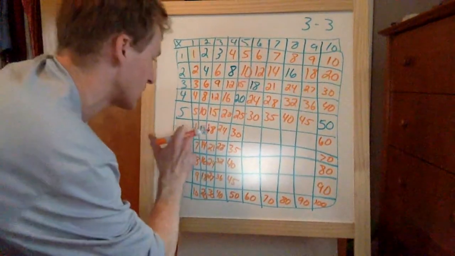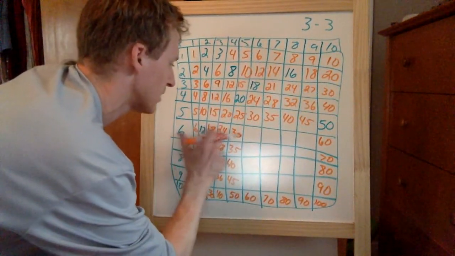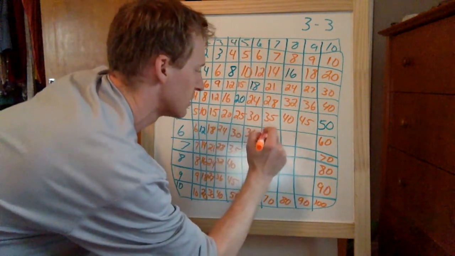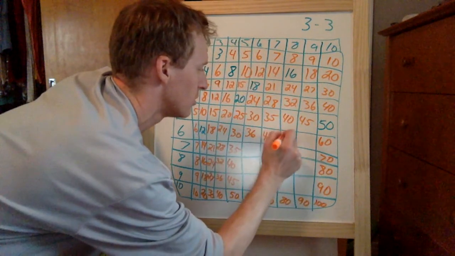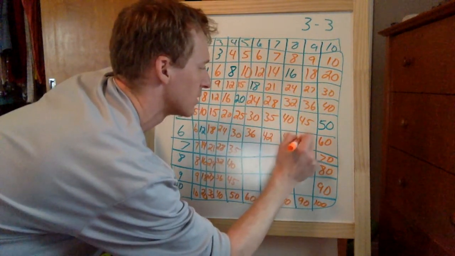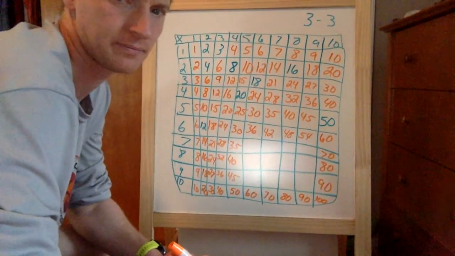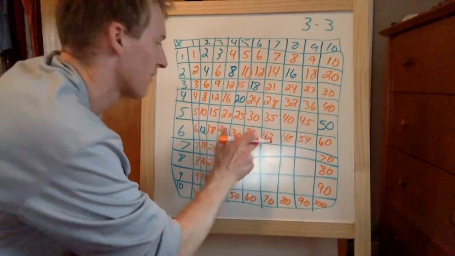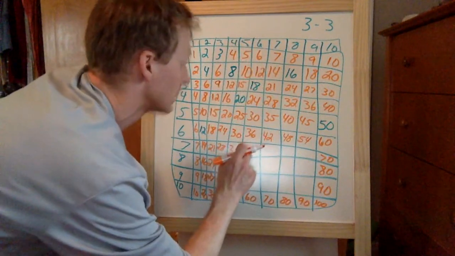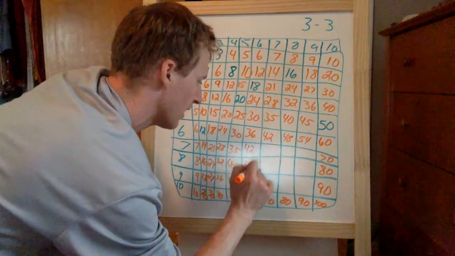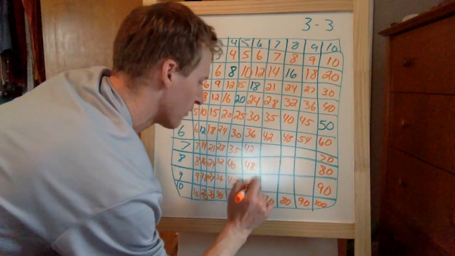We already started with 6, 12, 18, 24, 30, 36, 42, 48, 54, and 60. Then, we already have it to 36, so then 6 coming down is 42, 48, 54, and 60.